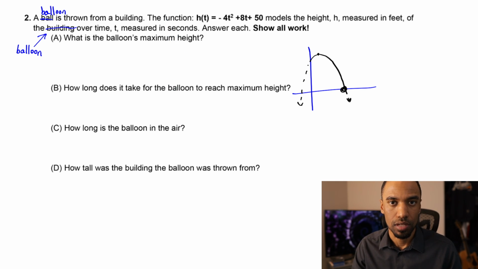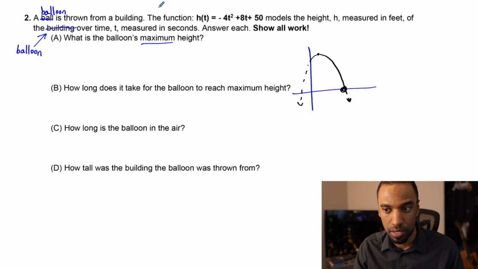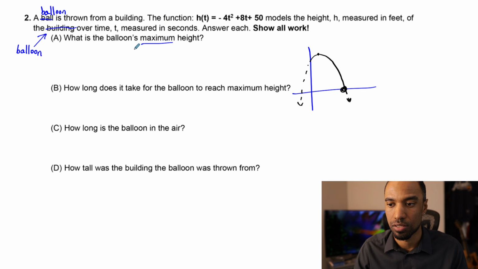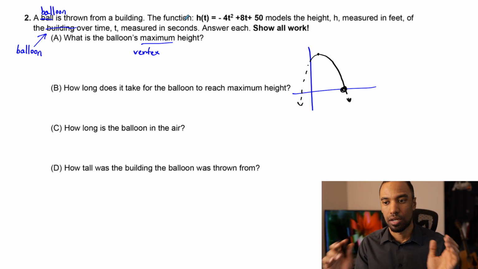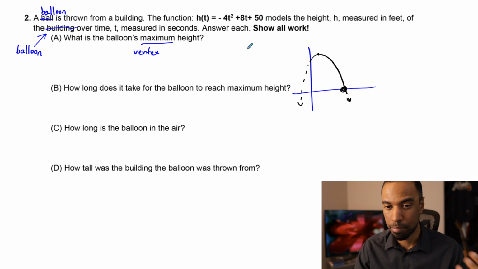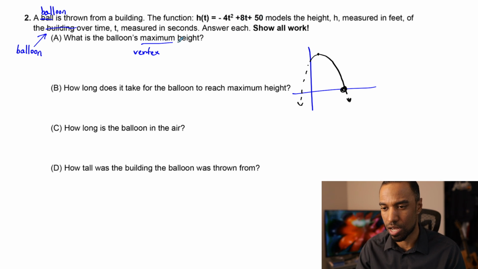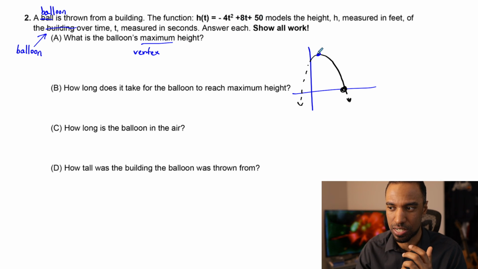Okay, so, you ready? I'm ready. Here we go. What is the balloon's maximum height? Now, a maximum or a minimum of a parabola occurs at its vertex. It occurs at its vertex, and because this has a negative a value, that means it will be an upside down parabola like I showed here. That's what all these gravity models will be talking about. So we are trying to find this vertex point.